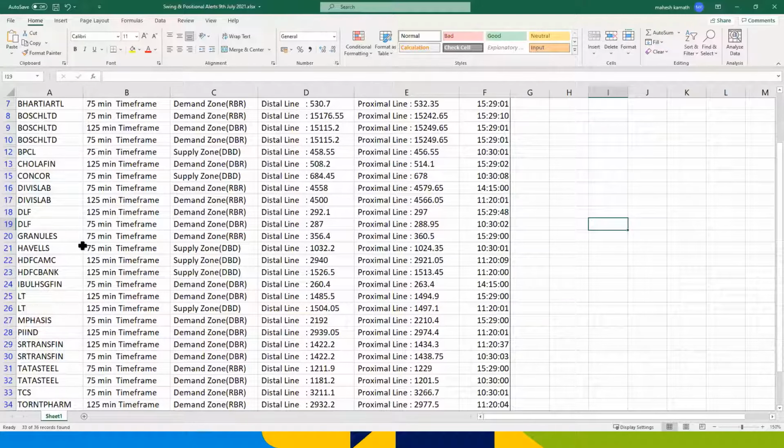Santosh, if you're not having 75, 125 timeframes on TradingView, instead of 75, look at a 60-minute chart. More or less it will be the same. Instead of 125, look at a 2-hour chart. It will look more or less similar.